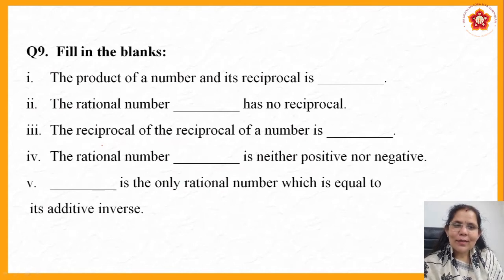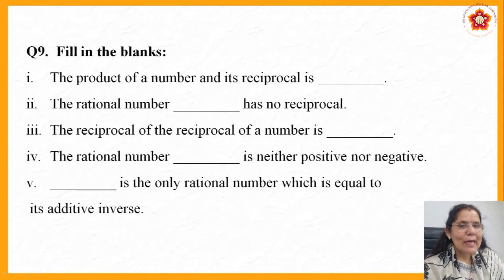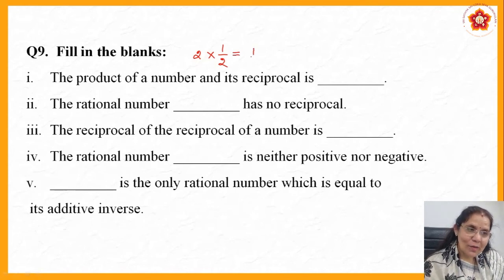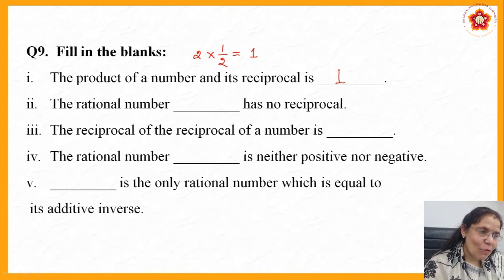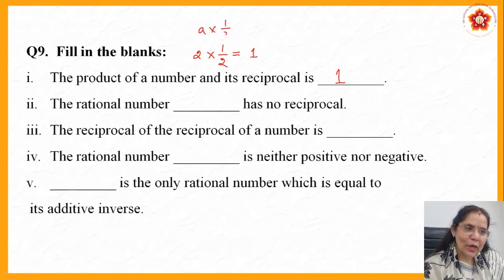Let's quickly look at these fill in the blanks, and many of these questions we have already discussed. The product of a number and its reciprocal is. You can always think of an example. 2 is a number. 2 is multiplied by its reciprocal. Its reciprocal is 1 upon 2. Answer is 1. The product of a number and its reciprocal is 1. That is, A multiplied by 1 upon A will give us 1.